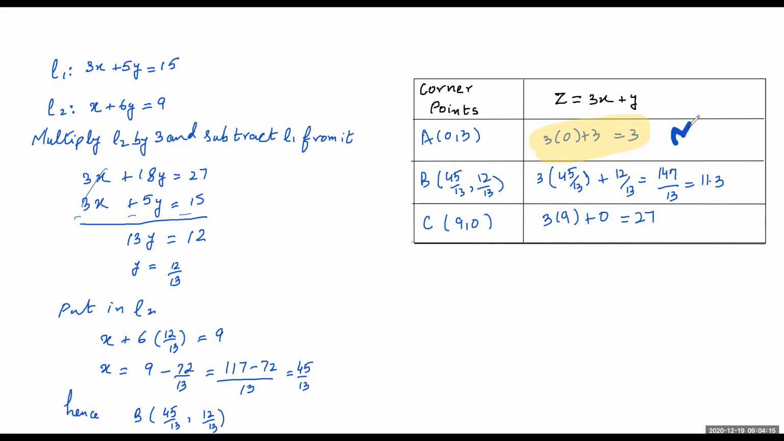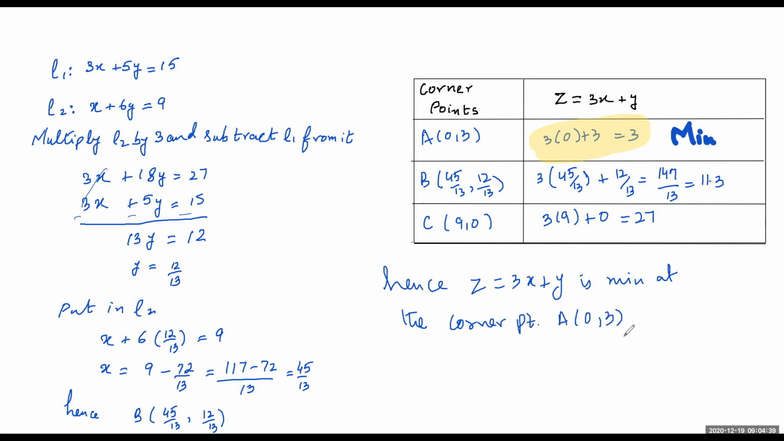This is the minimum value. So let's write our answer. Hence, z equal to 3x plus y is minimum at the corner point. What is the corner point? A, 0, 3. And this is our answer. That completes the solution. And now I'm going to show you the picture of the actual graph paper so that you may have an idea how you're going to sketch it on a routine graph paper.